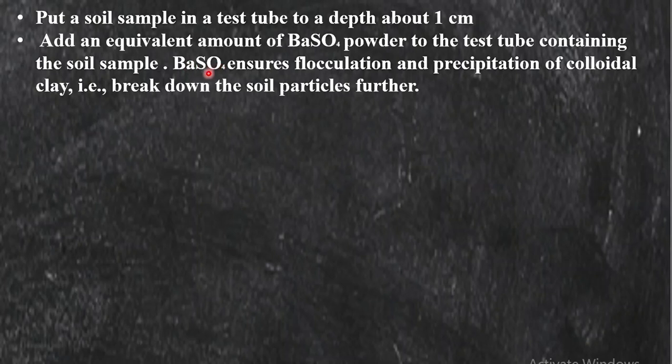The use of the barium sulfate is to flocculate and precipitate the clay, or to break down the soil particles further. That's the use of barium sulfate. So the soil particles will be broken down by the action of barium sulfate. You may be asked to say why you have to add the barium sulfate to the soil. It's in order to flocculate and precipitate it, meaning to break it down further into soil particles.